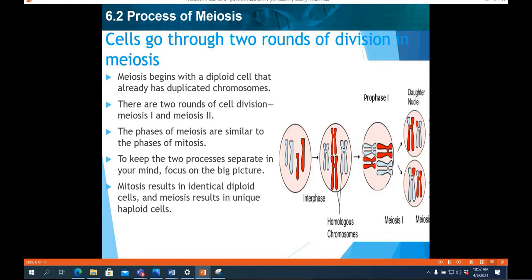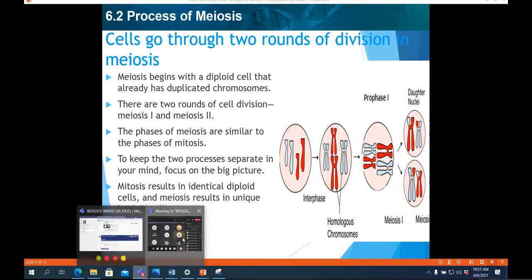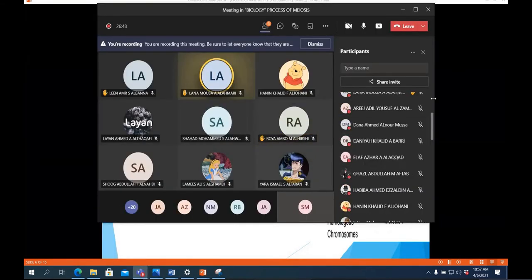They go through 2 rounds of division in meiosis. Yeah, Roya, go ahead.